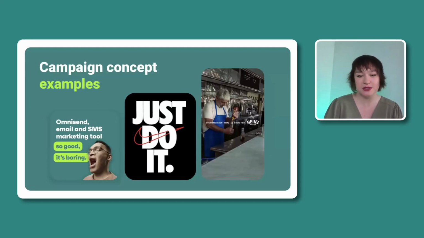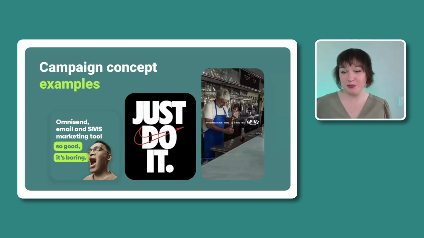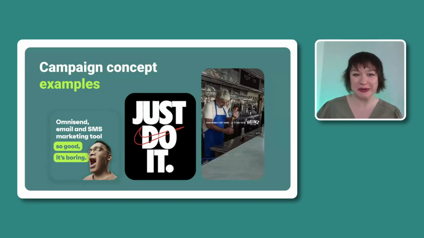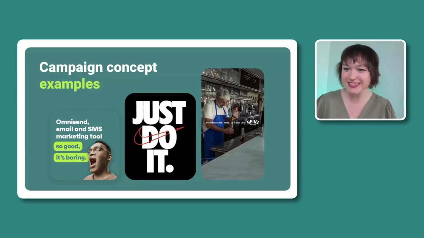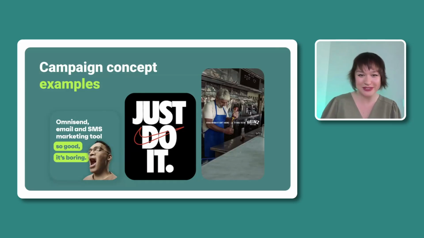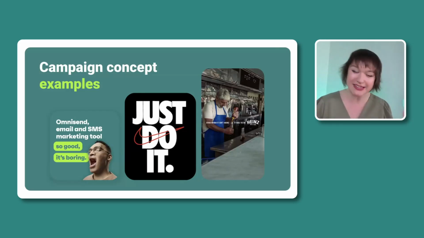Just to make sure we're all on the same page, here are a few examples of the campaign concept that you might have heard of. One is our own Omnisend campaign that we launched last year: Omnisend, email SMS marketing so good it's boring. Basically, the story of this is we were brainstorming and thinking, how do we make Omnisend exciting and sexy and adventurous? And then we realized we're sounding so silly trying to say that email marketing is exciting and sexy. It's not. And that's okay, because nobody wants adventures or mystery there. People want it to work. And this is where we came up with this concept of so good it's boring, going the other way of some other brands.